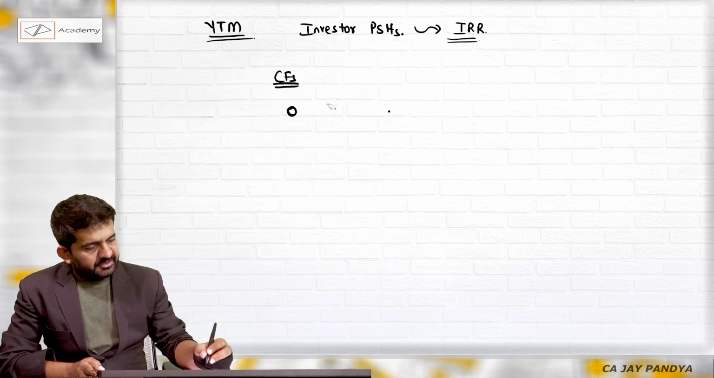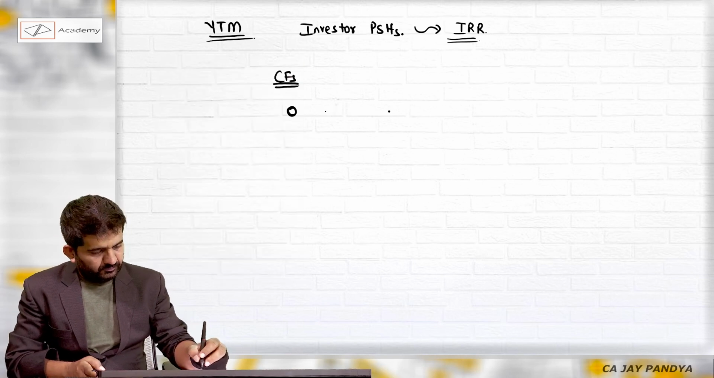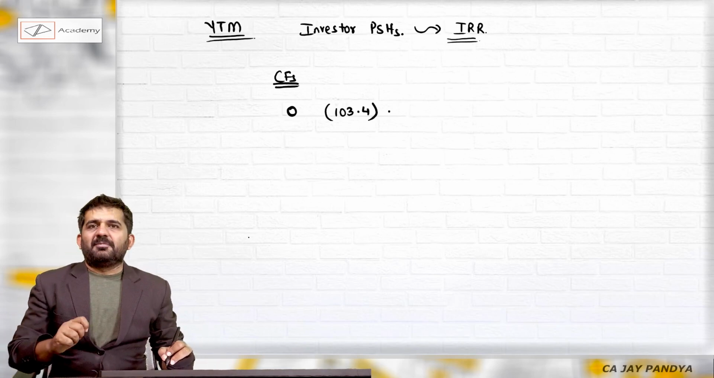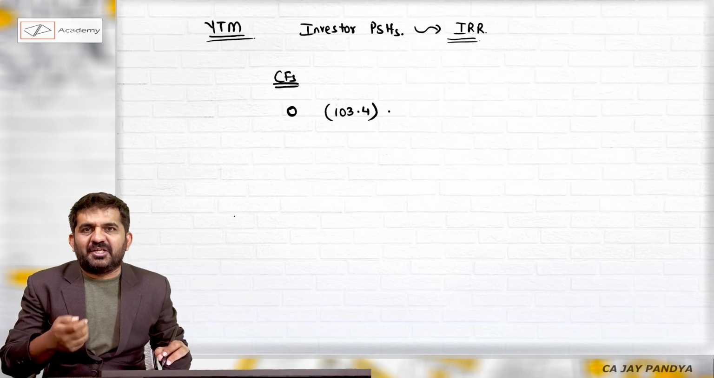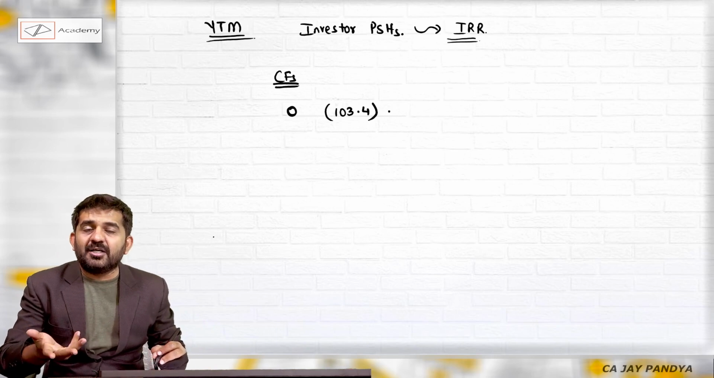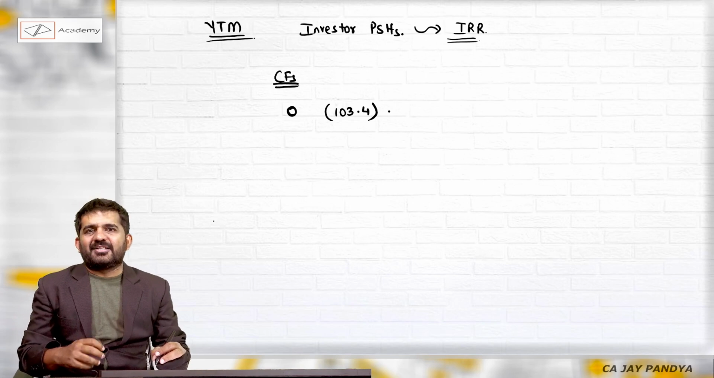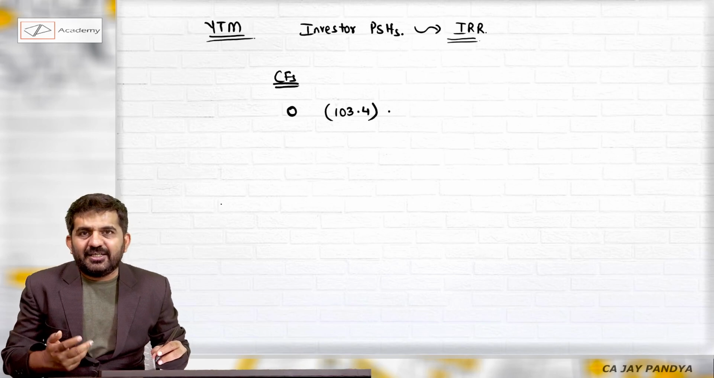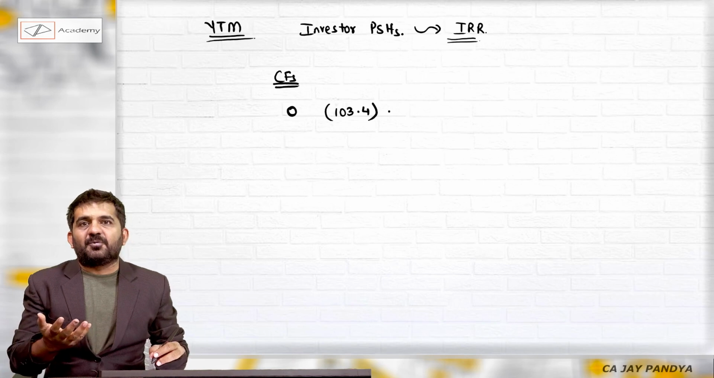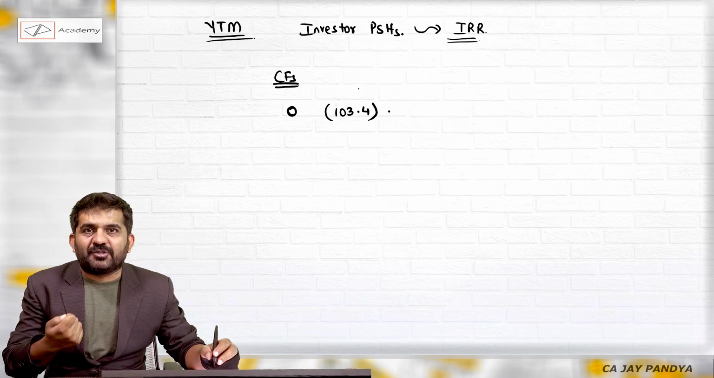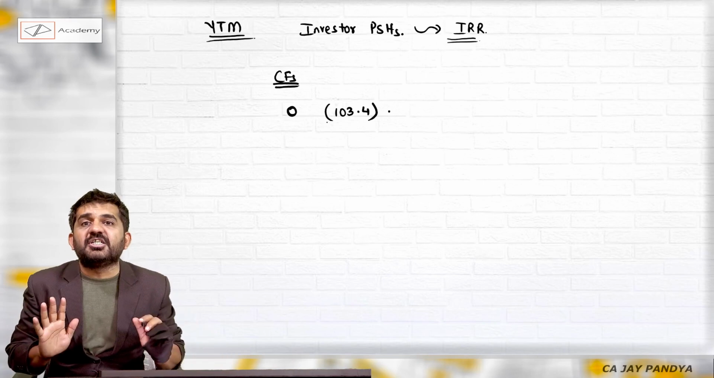That is 103.4. This will be cash inflow for the company. This will be cash outflow for the investors. Investors also bear the flotation cost. Actually, the cash outflow for the investor would be 110. But as we are finding the cost of capital for the company, please understand we are just changing the sign.